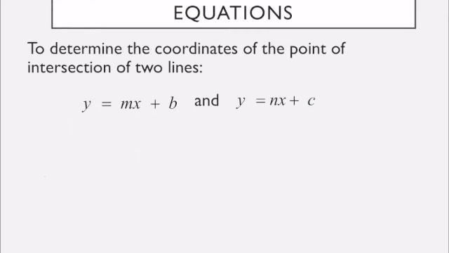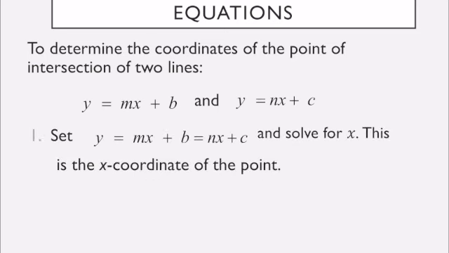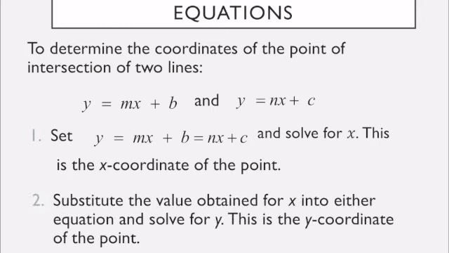To determine the two coordinates of the point of intersection, if I have two lines in slope-intercept form, I can set them equal to each other and solve for x. This is the x coordinate of the point. After that, I substitute that value back into the equation and solve for y. You can plug it into either equation, it doesn't matter. That gives you the y coordinate of your point of intersection.